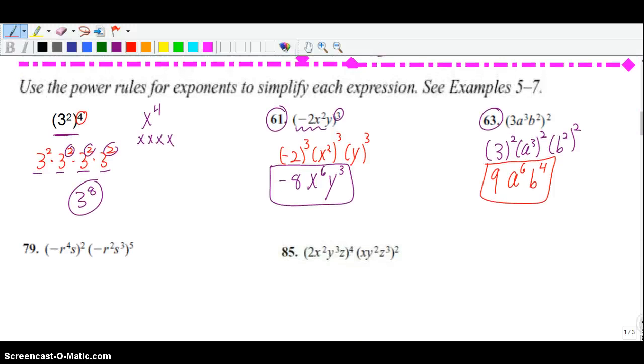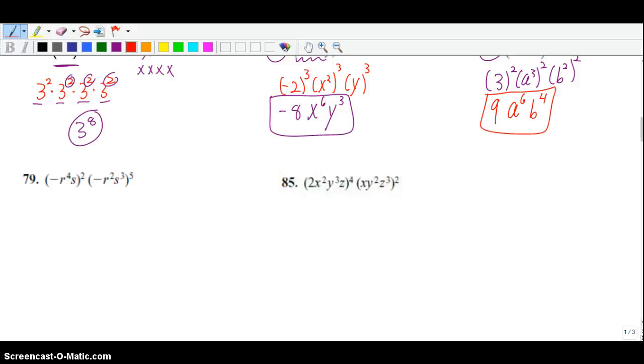Okay, so let's see, 79, 85. Okay, so what you want to understand is this negative r to the fourth s, it's really saying negative 1 times r to the fourth times s squared. So I'm going to rewrite this. As you work more and more of these, you really don't need to do this step. I'm just trying to basically over explain the problem just to make sure everybody's grasping this.